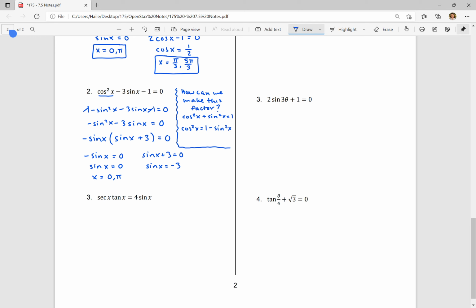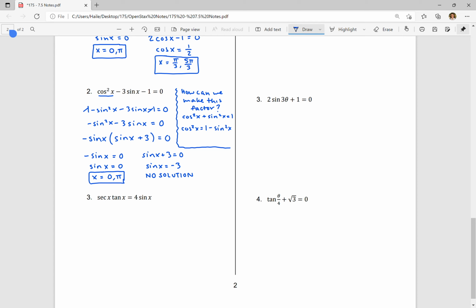So if you remember when we first talked about the unit circle, we said that the smallest value that sine can take on the unit circle is negative 1. So it's impossible for us to have a sine value of negative 3. So this factor is going to give us no solution. But once again, our entire equation still does have solutions of 0 and pi. So no solution, again, is not your answer unless every single factor gives you no solution.